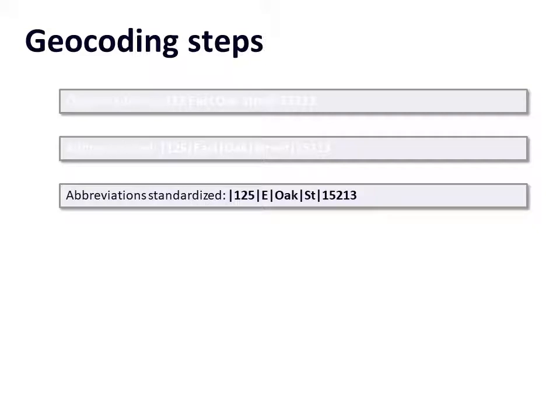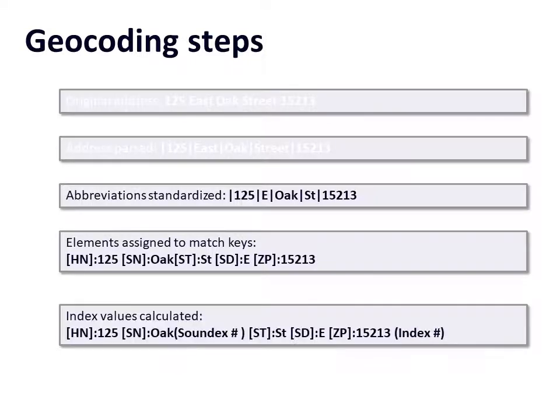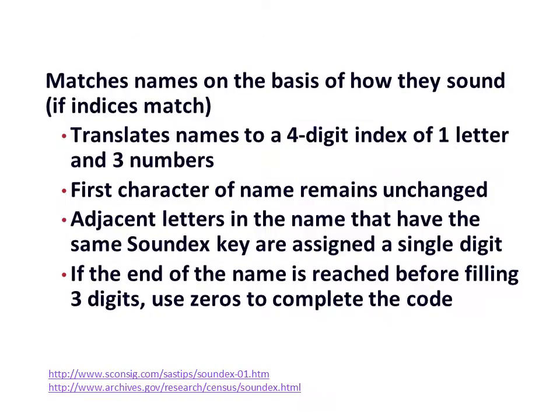It standardizes the abbreviations. So East becomes E, Street becomes ST, for example. And then the individual elements are assigned to matches, and it just has its own way of doing that. None of that's really that important as far as what you need to worry about. And then ultimately it indexes the values and says, okay, how close are we to this? How close are we to that?